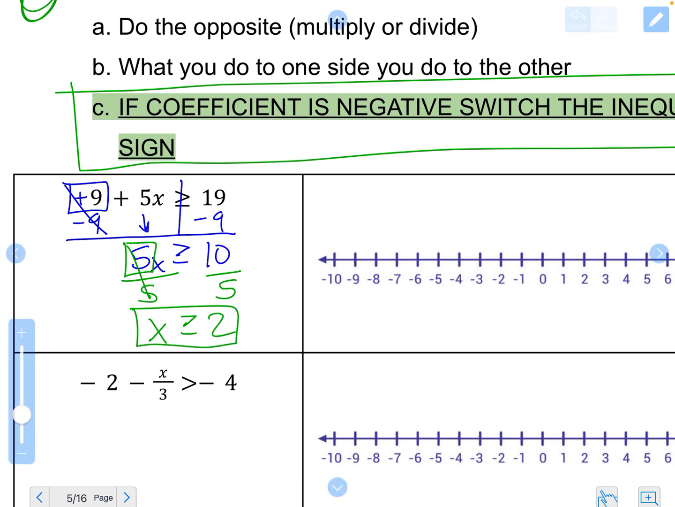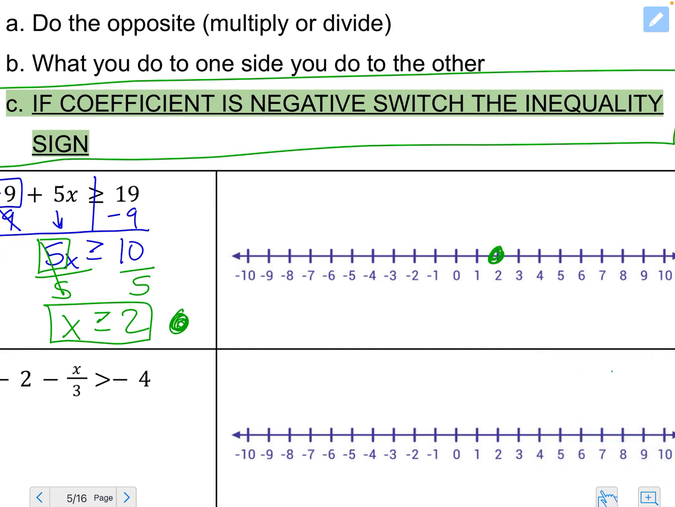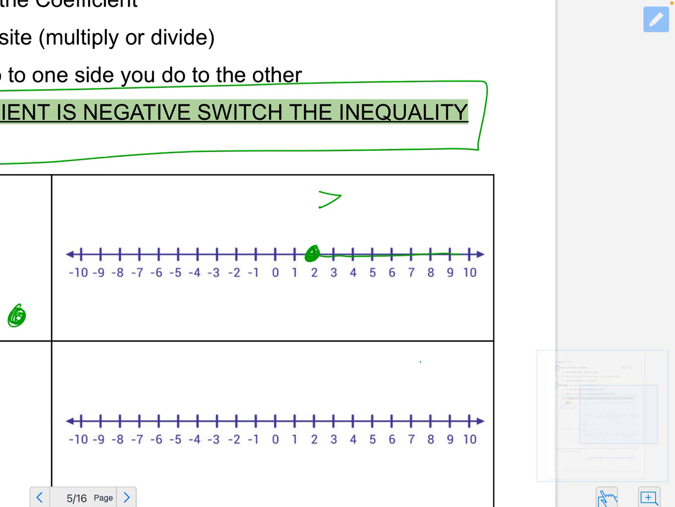So I need a filled in circle, and I'm going to put it at 2. And then we know our sign is pointing that way, so that's the direction that my line needs to go, because it's going to be greater than or bigger than 2.